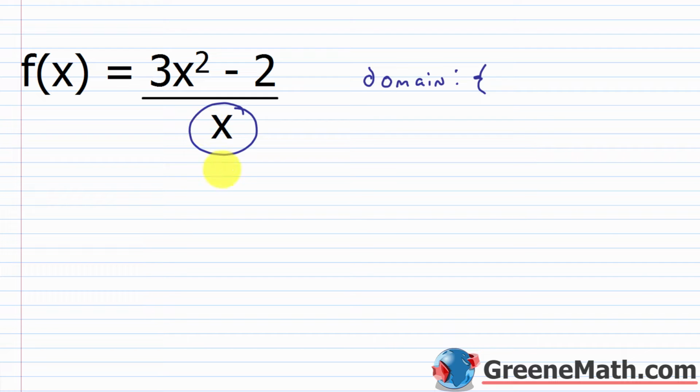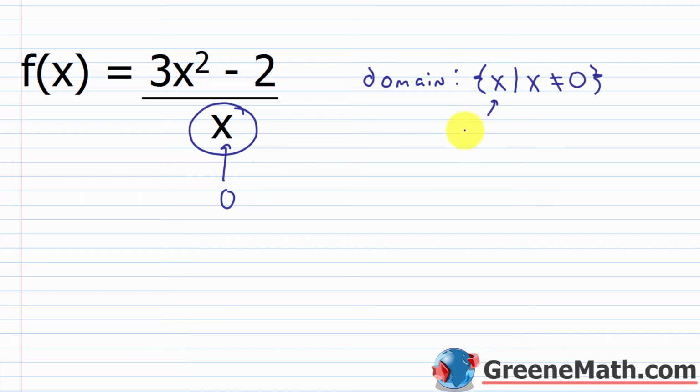Well, it's very straightforward here. I just cannot plug in a 0. If I plugged in a 0 for x, I'd be dividing by 0, which is not allowed. So the domain would be the set of all x values such that x does not equal 0. Okay, and again, I put this in set builder notation.